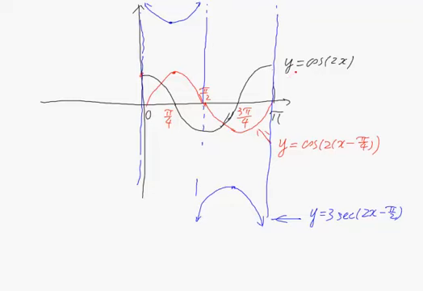First, we begin with y equal to cosine of 2x, right? And then we do the translation to get the graph of y equal to cosine of 2 times x minus pi over 4. And then, after you get the graph of this, you can draw the graph of y equal to 3 times secant of 2x minus pi over 2.